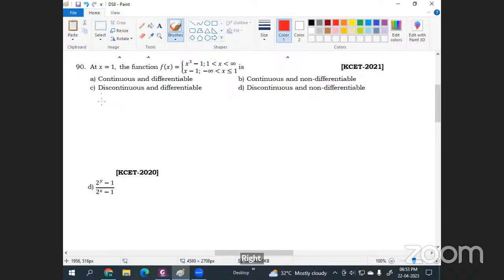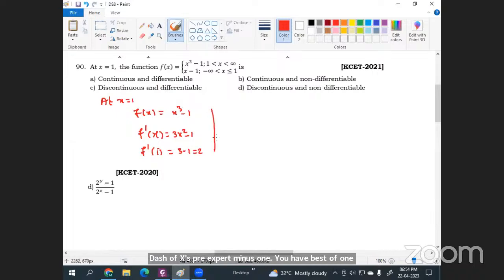So at x equal to 1, I'll check. f of x equal to x cube minus 1, f dash of x is 3x square minus 1, f dash of 1 minus is equal to 3 minus 1, which is 2.